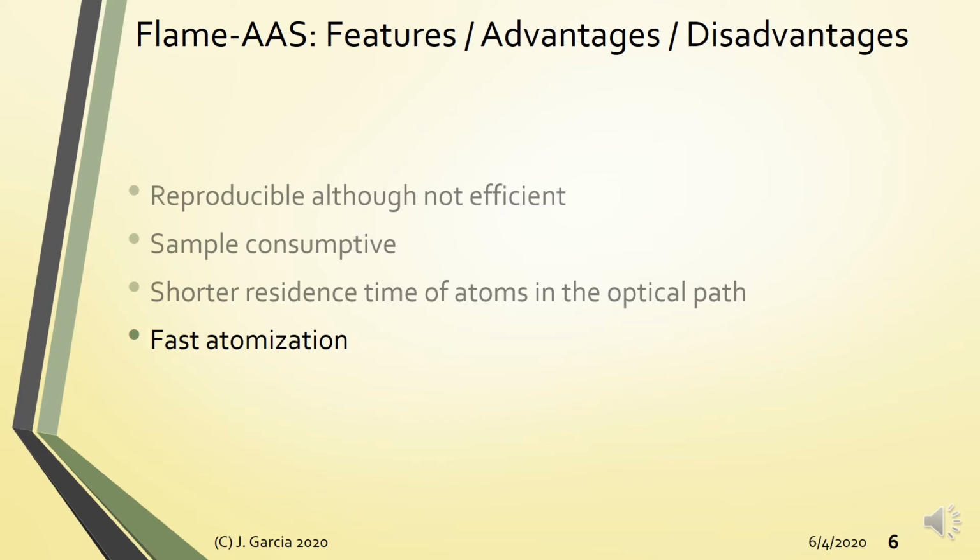Advantage would be fast atomization. Once your sample solution gets into the flame, then you have your analyte atomized readily. It's cheaper compared to the other system that I will be showing you in the next slide. So Flame-AAS is quite cheap. Actually, the AAS system that we have at Adamson uses a flame atomizer. It cost us around 2 million or less than 2 million. So it's quite cheap.